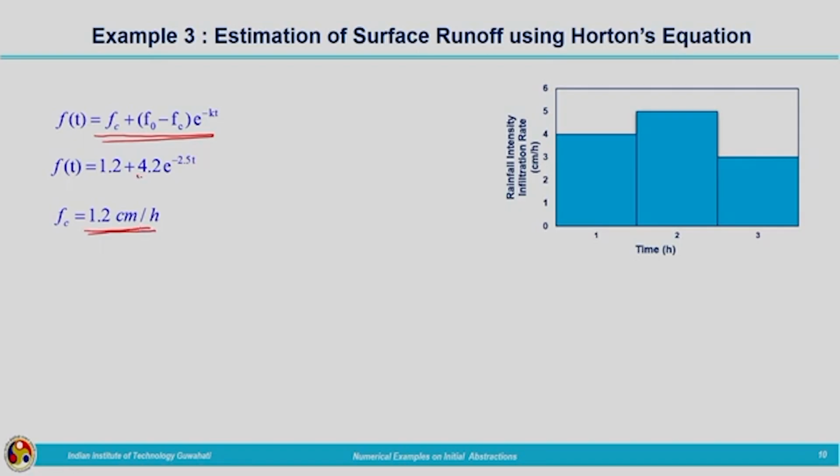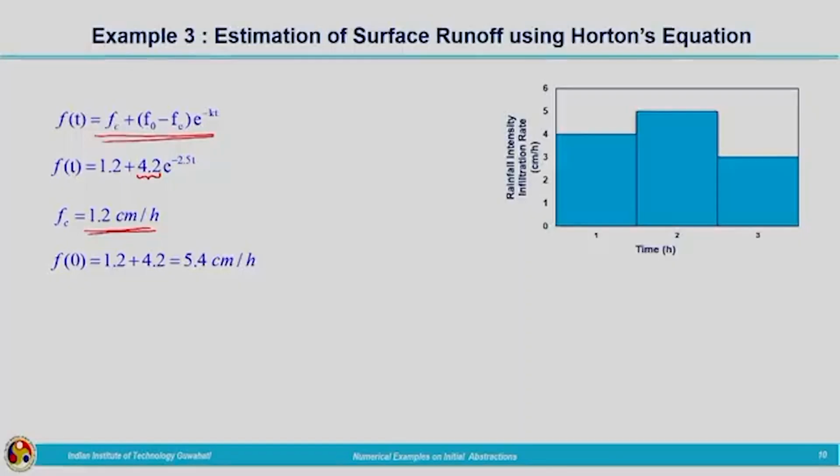Now, this 4.2 is representing the value corresponding to f naught minus f c. F naught minus f c is 4.2, f c is 1.2. So, we can get the value corresponding to f naught. Or one more way to calculate f naught is that when time t is equal to 0, how much will be the infiltration? That is the value corresponding to f naught. Initial infiltration is represented by f naught. So, we can calculate f of 0, t is equal to 0, we are substituting, we can calculate f naught as 5.4 centimeters per hour.